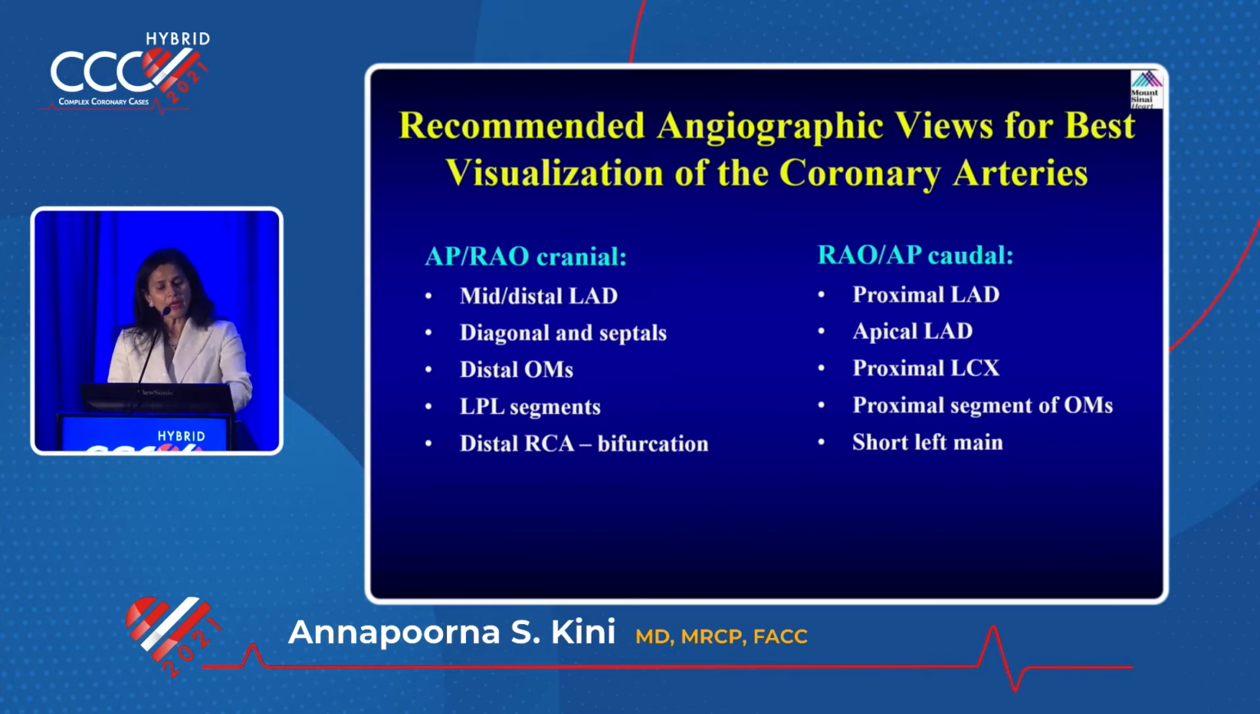Now, why AP? Very important for you guys also. AP cranial, LPL. If there's a lesion in the LPL, don't go RAO or caudal. You're not able to understand the length that you want to actually stent. It has to be straight AP, a little bit cranial view, and distal RCA bifurcation. Again, with the same AP caudal, the caudal view will be prox LAD, prox circumflex, and if it's a short left main.